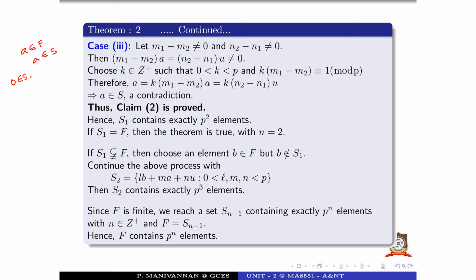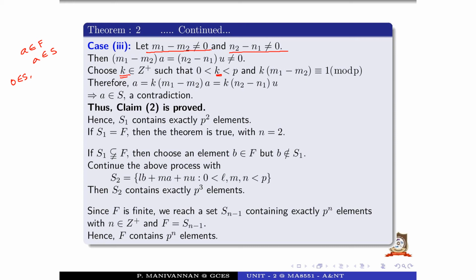We proved the contradiction parts. In this case, let us assume both values are not equal to 0. Therefore, M1 minus M2 into A equals N2 minus N1 into U. This value is not equal to 0. Choose K belongs to Z plus such that K is less than P. Therefore, K into M1 minus M2 will be equal to 1 mod P. Choose any one K satisfying this condition, M1 minus M2 into K equals 1. That is, the M1 minus M2 inverse is K.